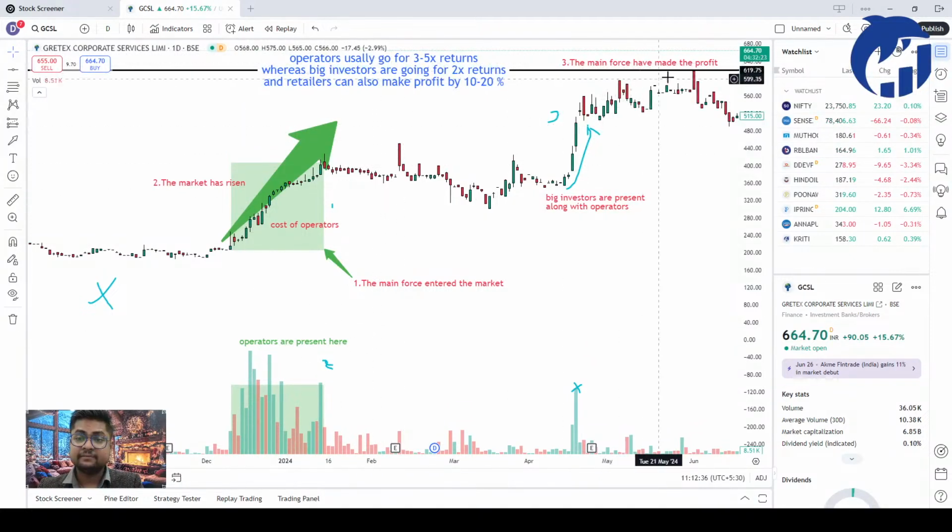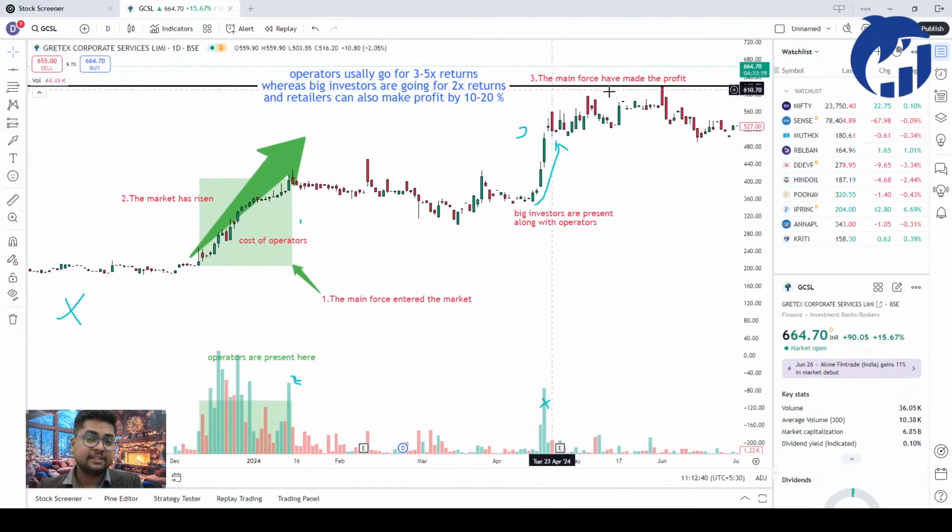Thirdly, we see the main force have made the profit. Who are the main force? The operators have made the profit at this level, and here at last we see there is a clear upward trend. So we can understand the main force have entered, they have disrupted the market, pushed the stock, and they are making a clear profit from the market, right?